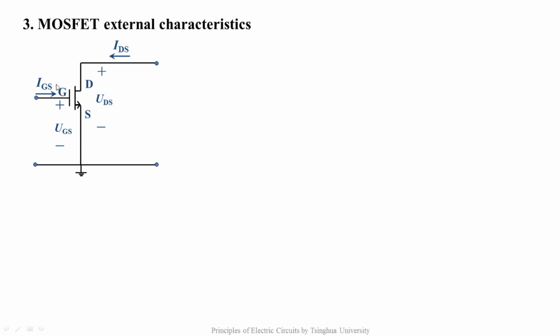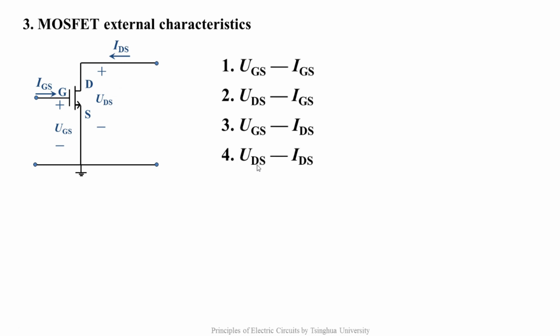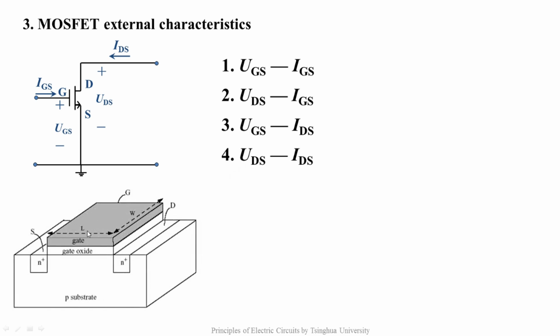This is a common circuit of the MOSFET application. We can see G and S terminals form a port, and the D and S terminals form another port. There are four physical quantities on the two ports, which are UGS, IGS, IDS, and UDS. So there are four combinations of them to represent its external characteristics.